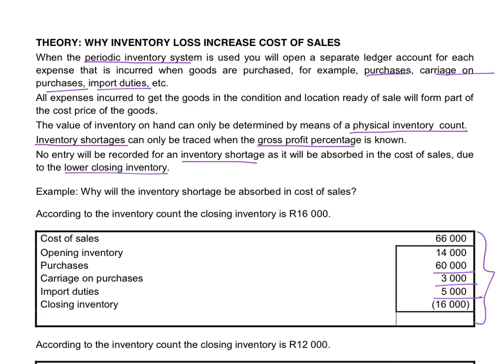So I want to explain to you how this works. According to the inventory count, there's 16,000 Rand inventory at the end of the year. So I will take the opening inventory plus my purchases, carriage on purchases, import duties, and I will deduct the 16,000 Rand closing inventory. And that will give me a cost of sales figure of 66,000 Rand.